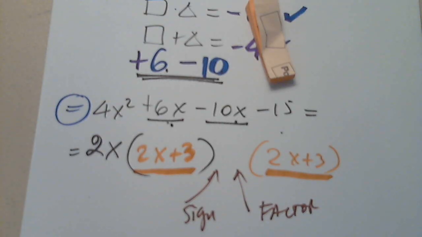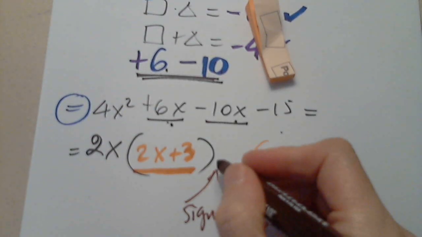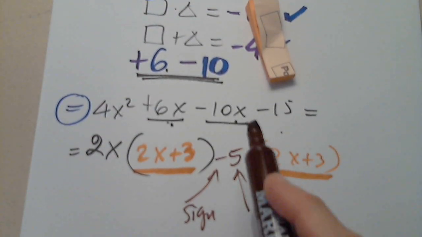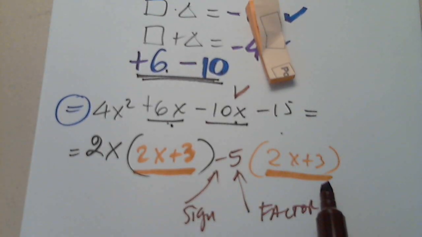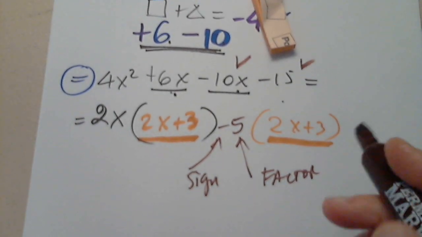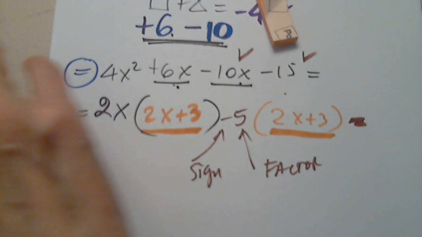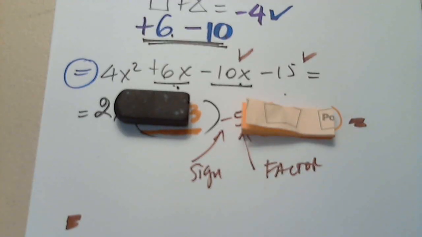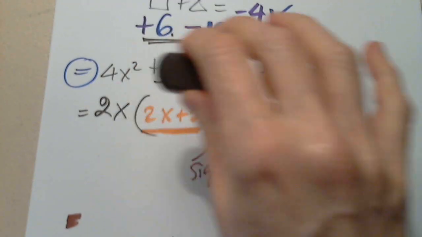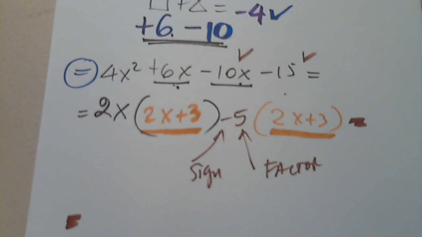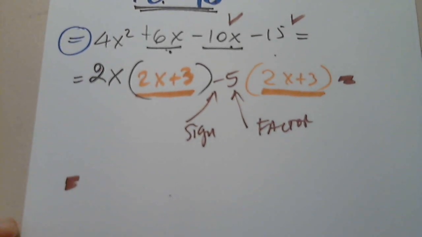Anyone, please? Negative 5. Negative 5 times 2x, correct. Negative 5 times positive 3, correct. Good. Excellent. Now we have two terms. We have this term and this term. Can anyone spot the common factor that we have to pull out from these two?